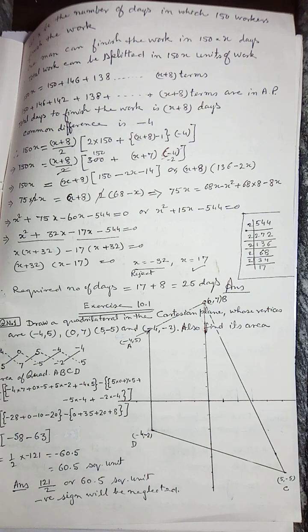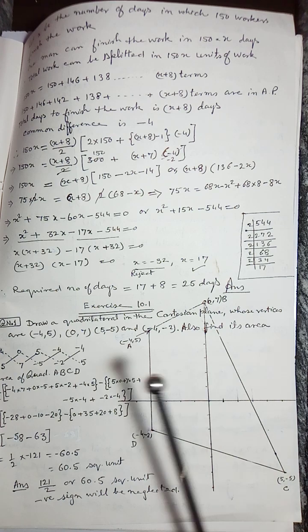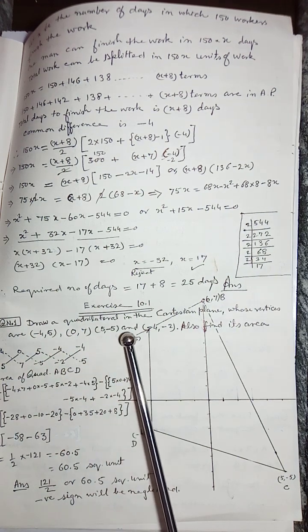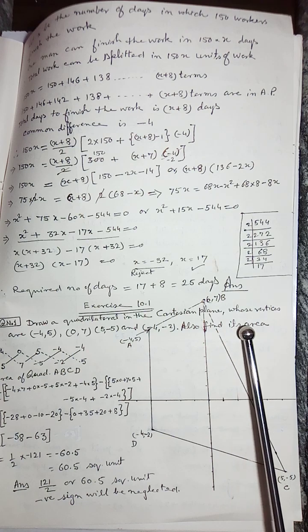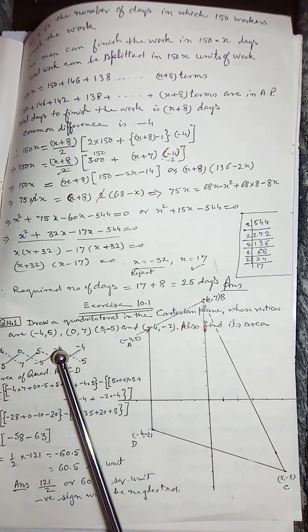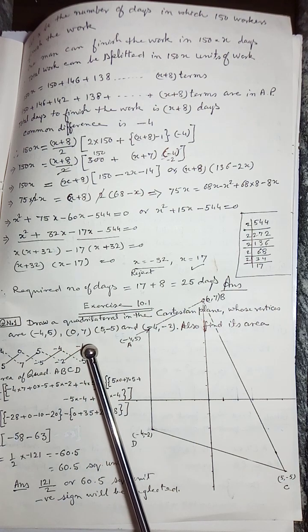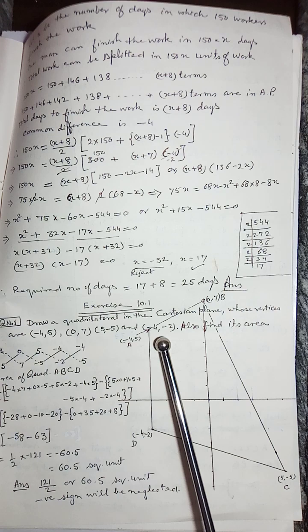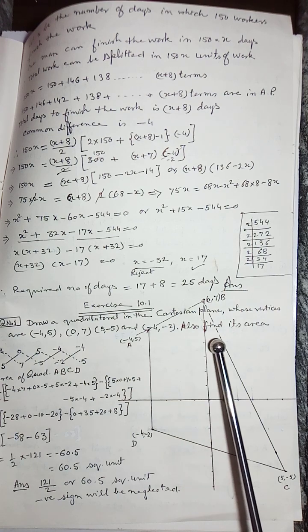CBSE Mathematics Class 11th, Chapter 10, Straight Lines. Exercise 10.1. Question number 1. Draw a quadrilateral in the Cartesian plane whose vertices are (-4, 5), (0, 7), (5, -5) and (-4, -2). Also find its area.